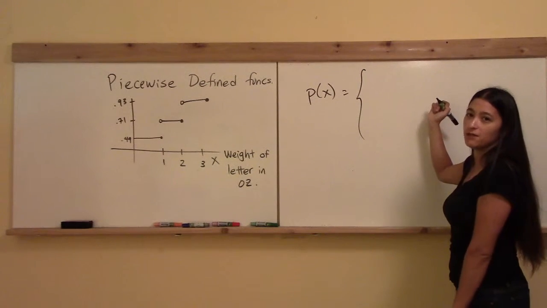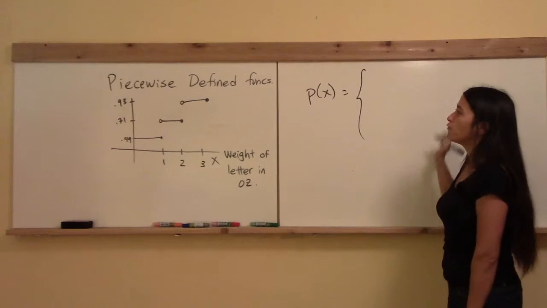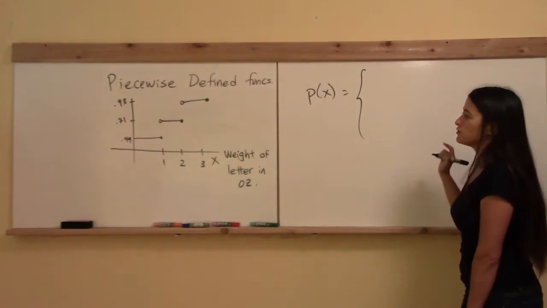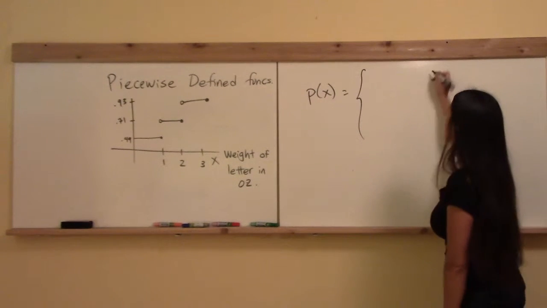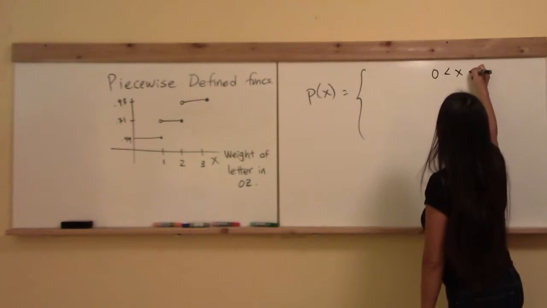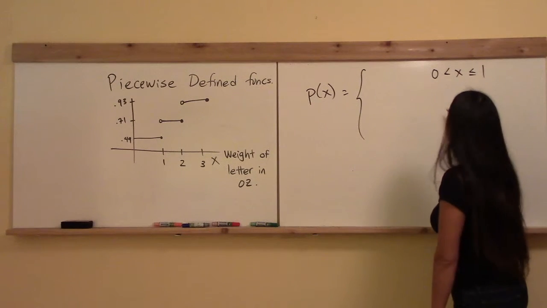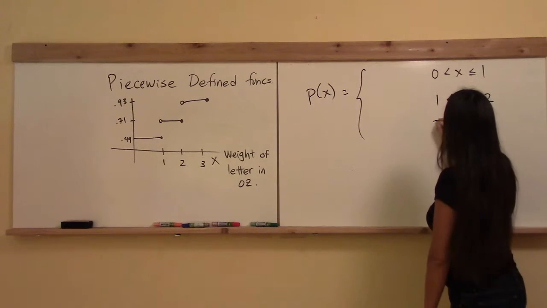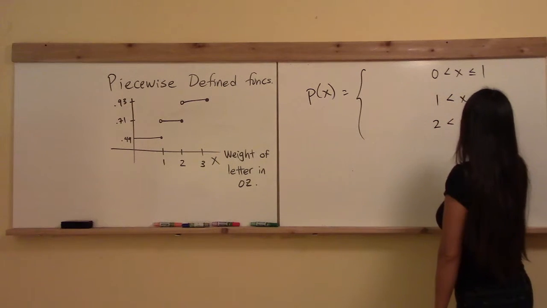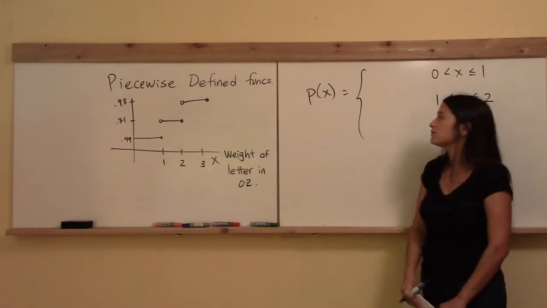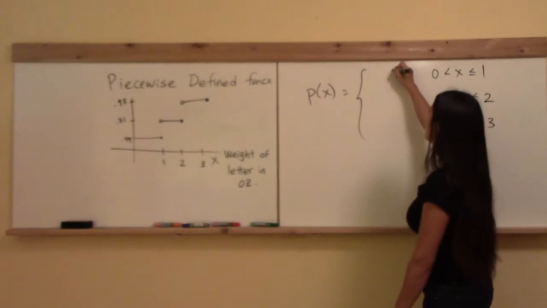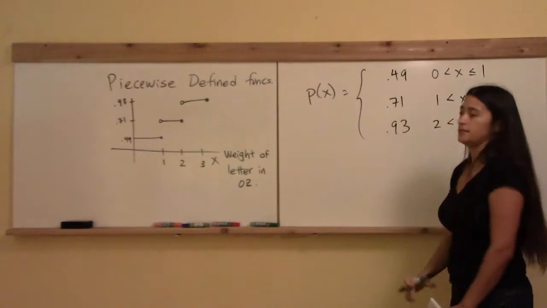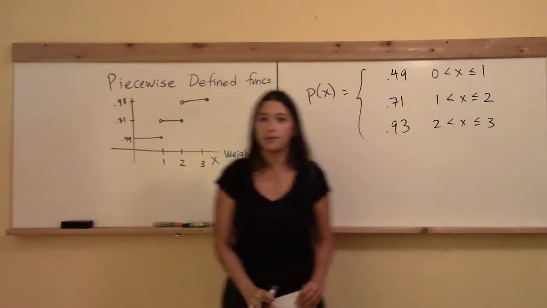A piecewise defined function is basically a categorization of what output you want the function to make for a different input. So the categories that they broke it down to were: if your letter is greater than 0 ounces up to 1 ounce, then if your letter is greater than 1 ounce up to 2 ounces, then if your letter is greater than 2 ounces up to 3 ounces, and then we'll stop. There are other instructions for heavier ones. This costs 49 cents, this costs 71 cents, this costs 93 cents. So that is an example of a piecewise function.